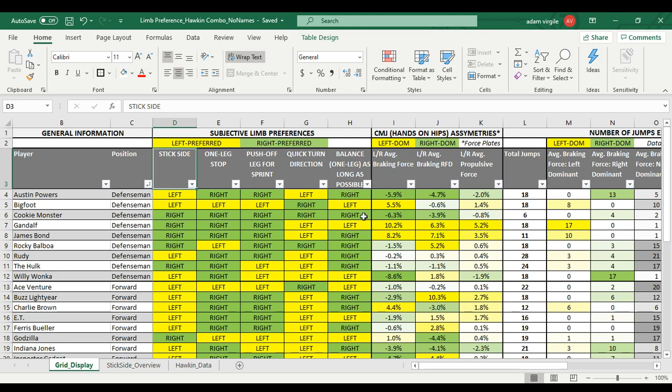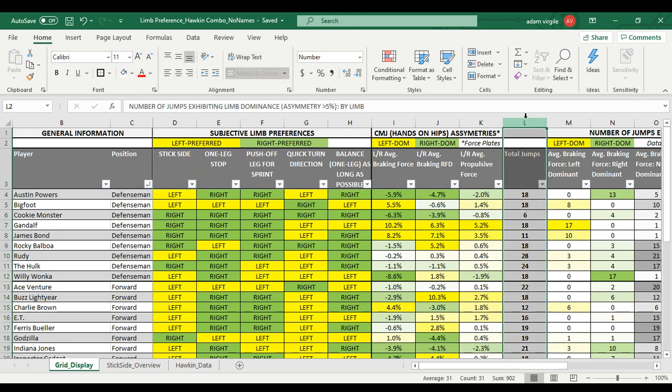The second thing that we did is throughout the season, we had the athletes jump on dual force plates. They did counter movement jumps with their hands on their hips, bilateral jumps. And within these jumps, we were able to get asymmetry values for various metrics. The first is average braking force. The second is average braking RFD, or rate of force development. The third is average propulsive force.